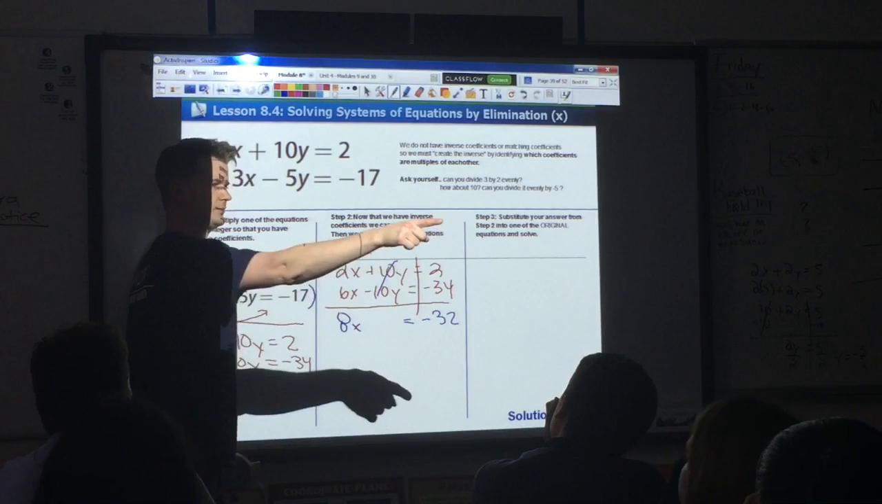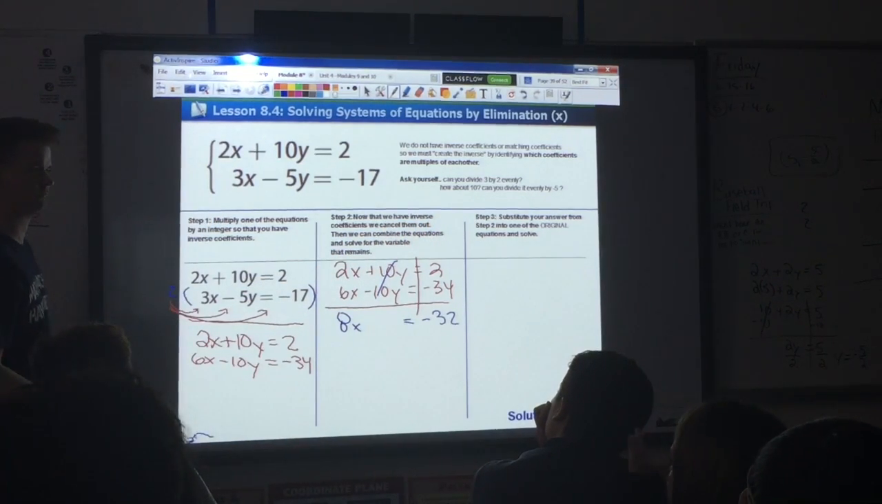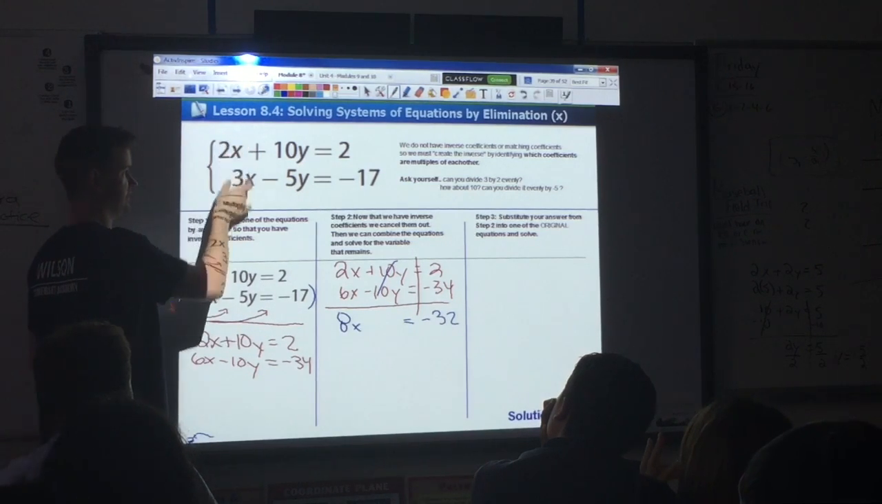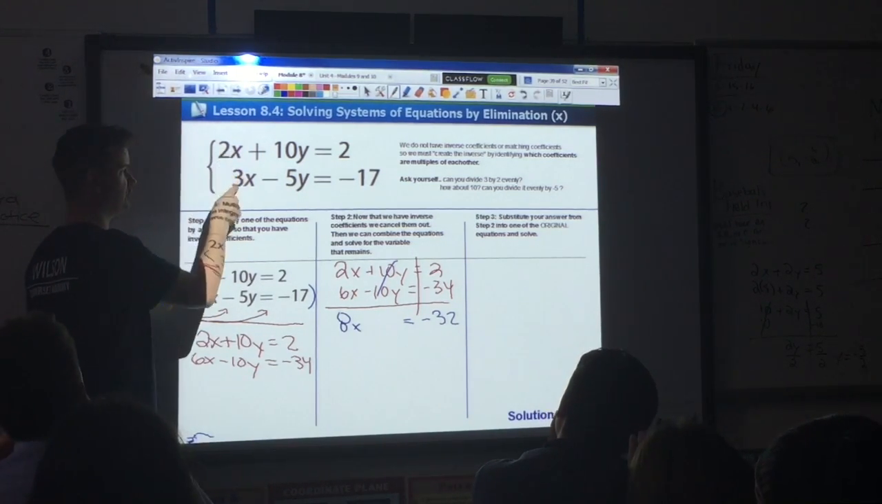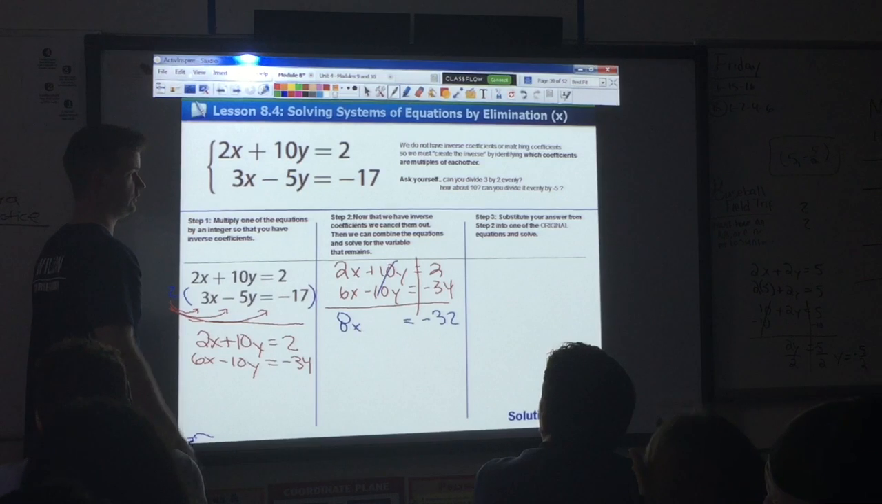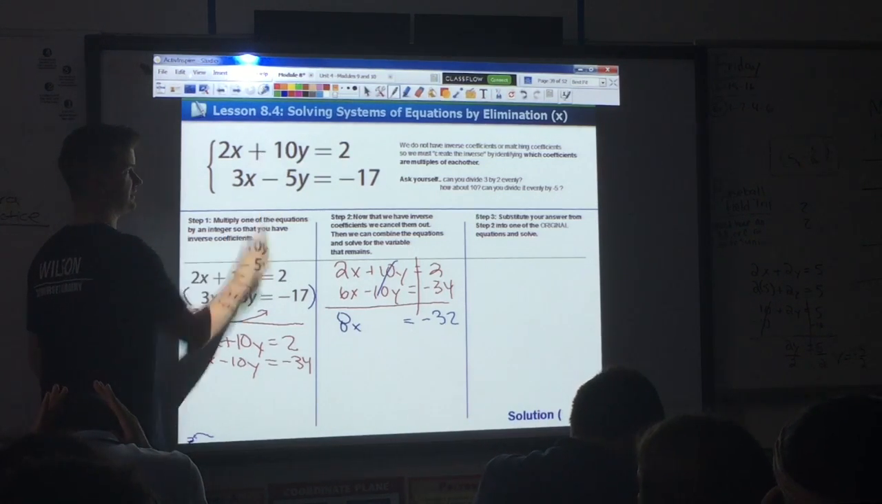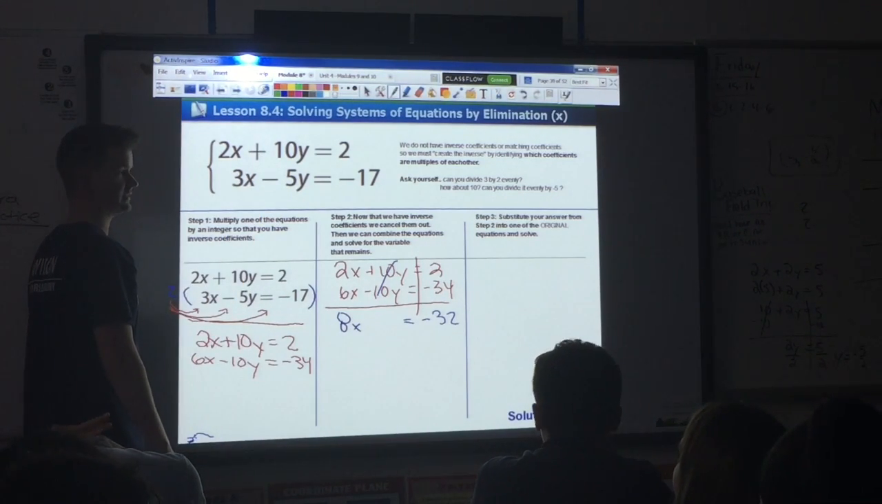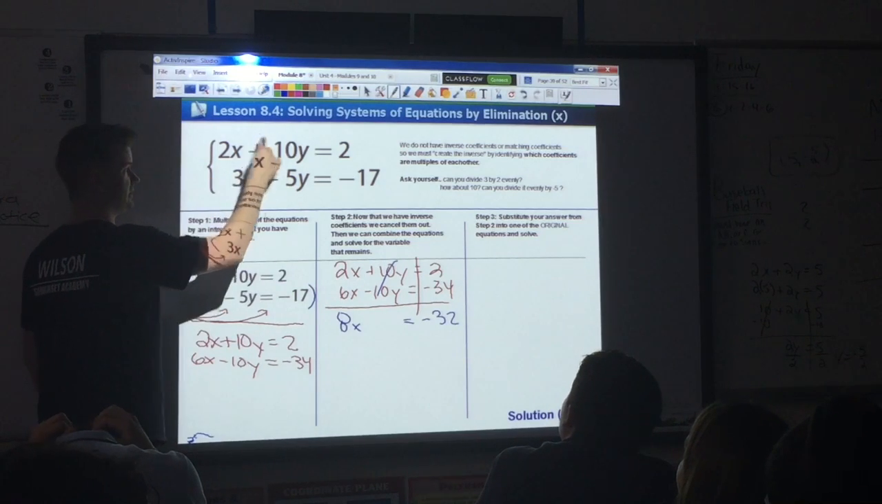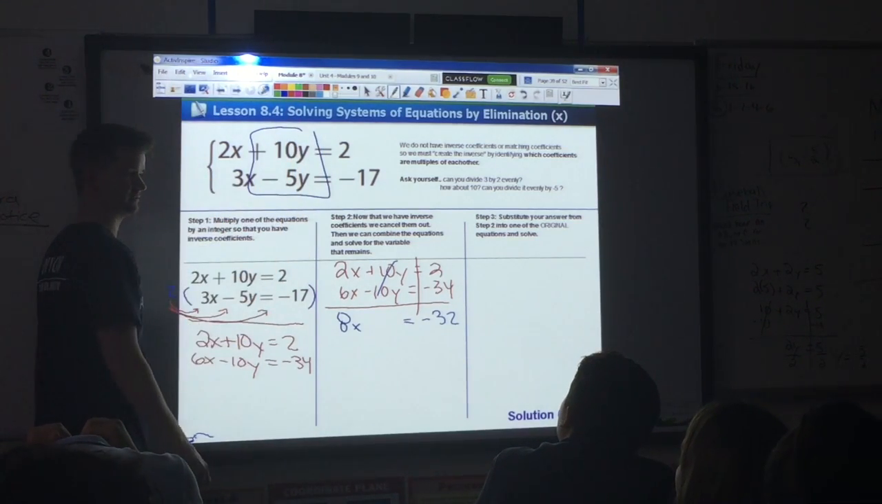You get to this point, what's up? You have a question? My question is, where did you get the 2? Here's what I did. I looked at the x's. I asked myself, does 2 go into 3 evenly? Yes or no? No. I looked at the y's. Does 5 go into 10 evenly? Yes or no? Yes. So I want to make these two my inverses.